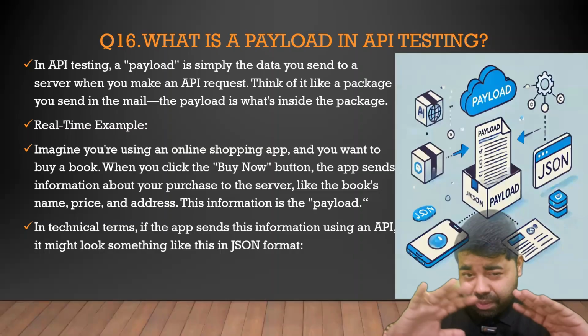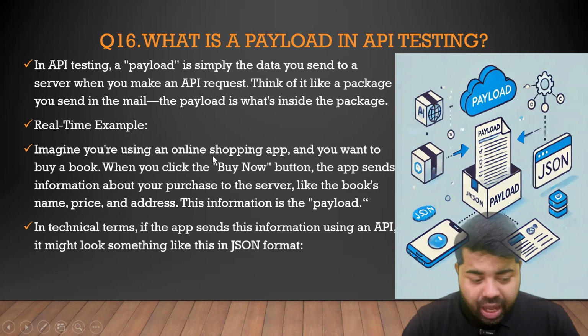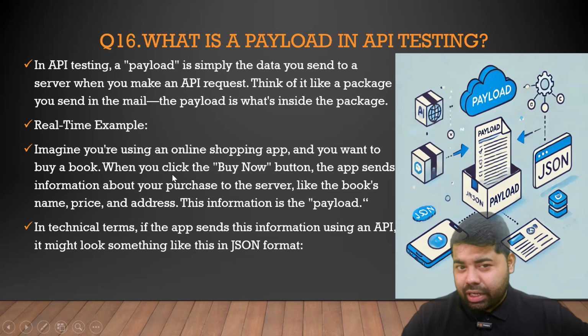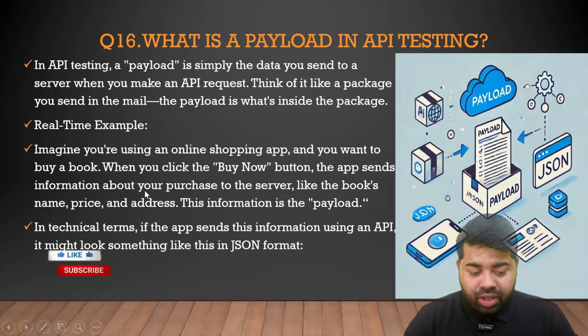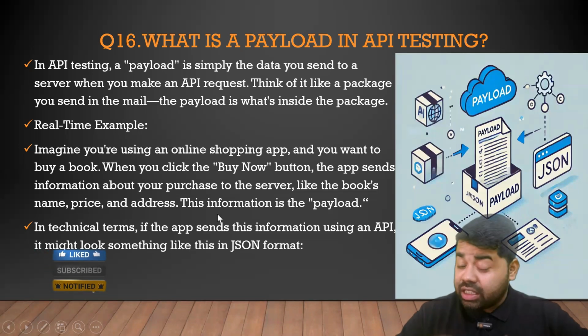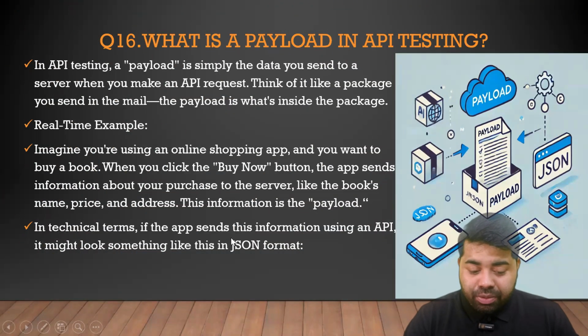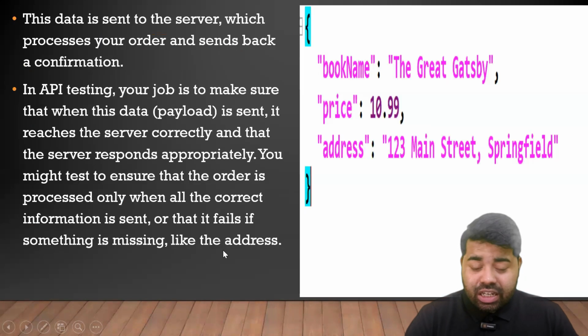Now I will explain with a real-time example. Imagine you are using an online shopping app, and you want to buy a book. When you click the buy button, the app sends the information about your purchase to the server, like the book's name, price and address, and this information is called the payload. Understood, right? In technical terms, the app sends this information using an API, and it might look something like the JSON format.